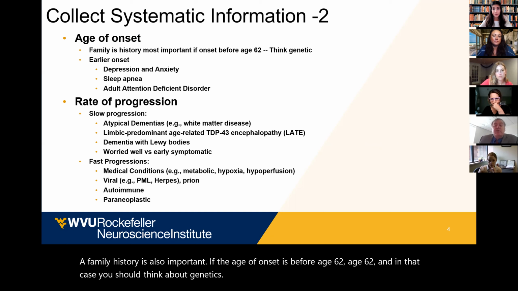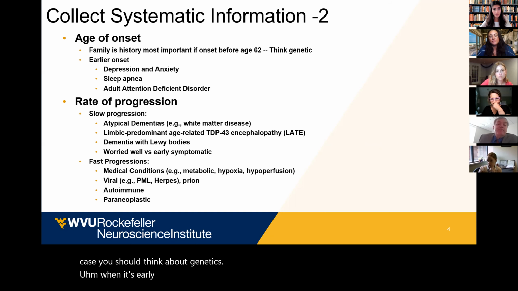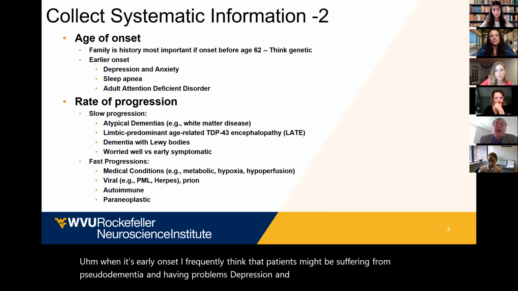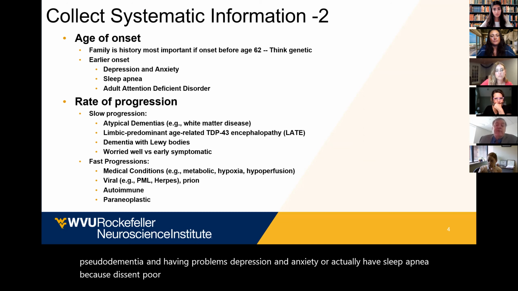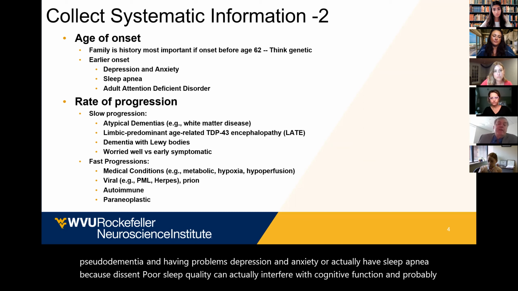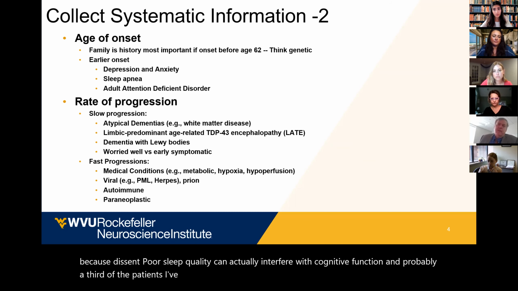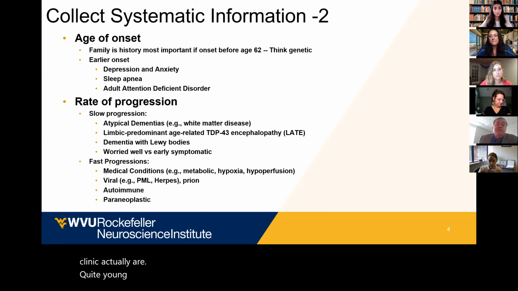When it's early onset, I frequently think that patients might be suffering from pseudodementia and having problems, depression and anxiety, or actually have sleep apnea because poor sleep quality can actually interfere with cognitive function. And probably a third of the patients I see by myself in my neurology clinic actually are quite young. And it's usually one of these three things: depression, anxiety, sleep apnea, and adult attention deficit disorder.